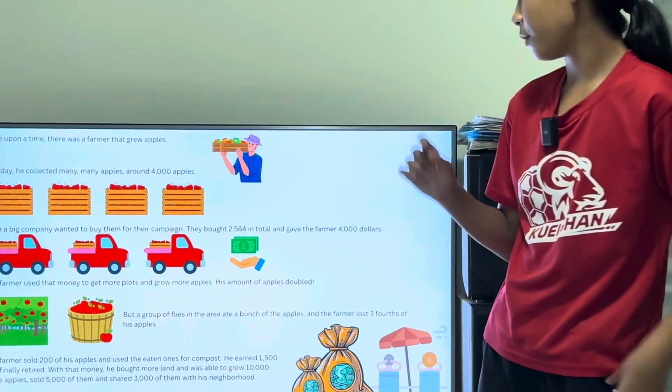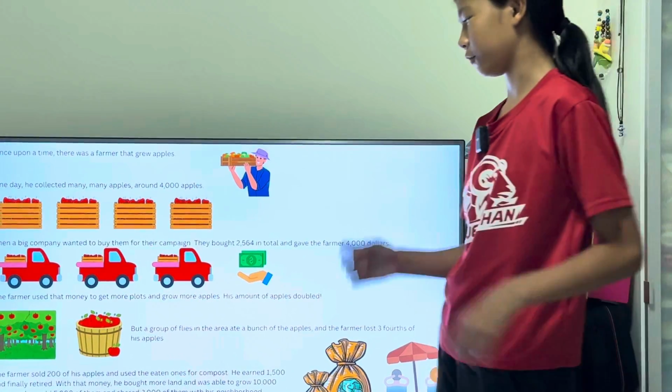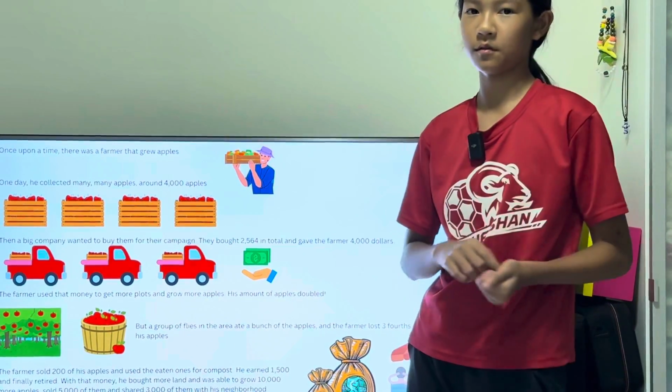With that money, he bought more land and was able to grow 10,000 more apples and sold 5,000 of them and shared 3,000 of them with his neighborhood.